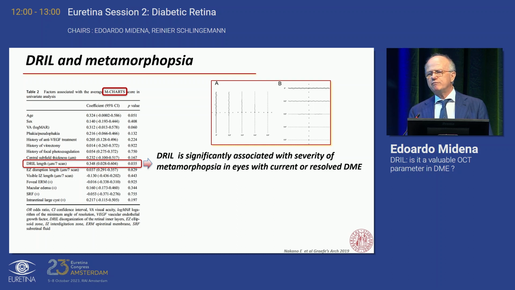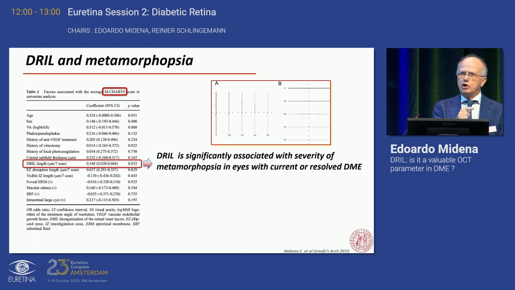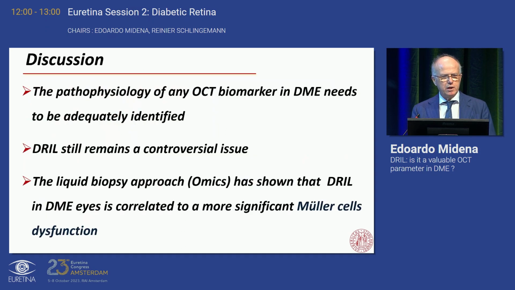And the metamorphopsia has been already shown by some Japanese colleagues to be strictly related to the function of the Mueller cells again. So we can briefly discuss the conclusion of the study: that we need to identify, from my point of view, the biologic counterpart of the OCT signs we are currently seeing on our examinations.